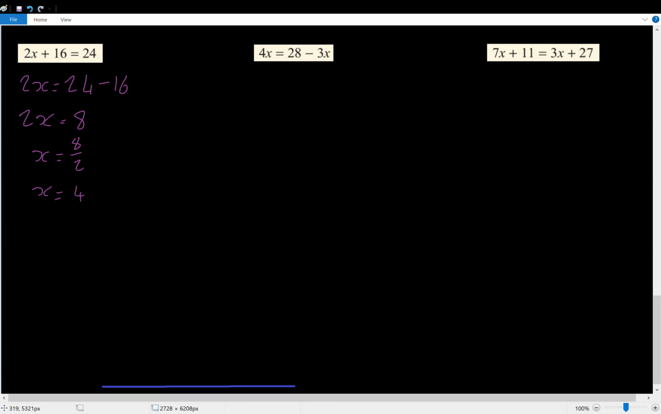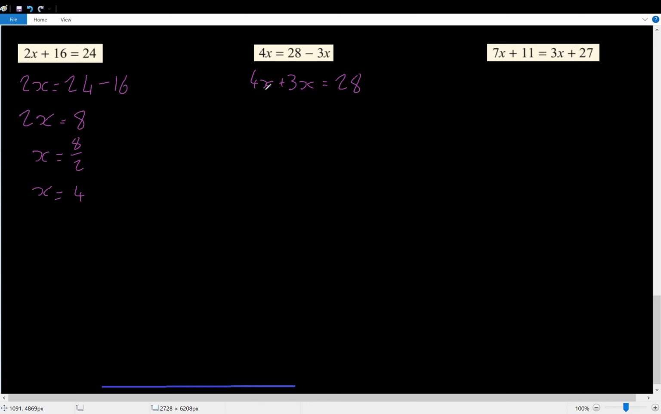So that's our first one done out. Nice and straightforward, nothing too ridiculous there. Let's take a look at our second example here. We've got 4x equals 28 minus 3x. And this one's a little bit less obvious of what to do first. We're going to first of all need to move this minus 3x over to the left hand side. So we're going to have 4x. Now we're taking a minus 3x across, which means it stops being minus 3x and becomes plus 3x. And that is still equal to 28.